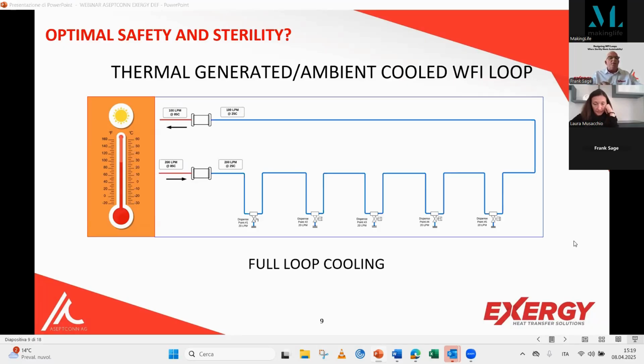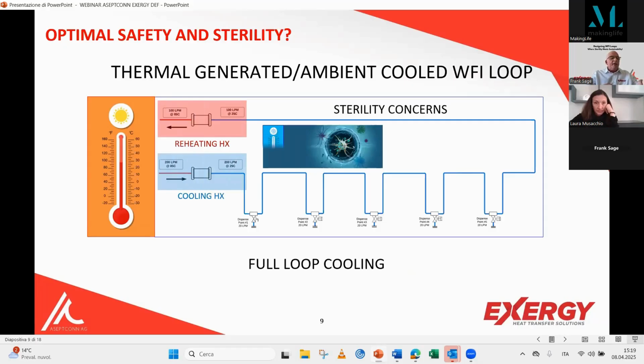If you could just click that once for me there, Laura. Thank you. Because WFI is subject to the most stringent regulatory requirements, as Laura highlighted, the regulatory limit is less than or equal to 10 colony forming units per 100 milliliters.